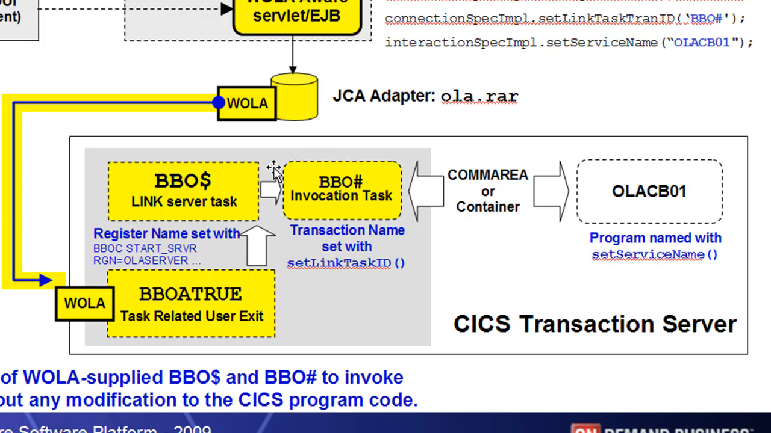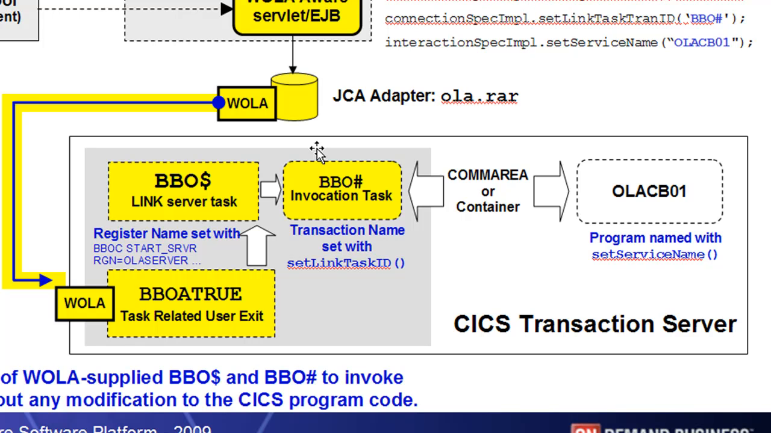And when this starts up, also passed on the BBOC parameter list is the name of the daemon group, the node, and the server name we're connecting to, as well as the name of the service we're going to act under. And we'll demonstrate this momentarily. BBO$ will then start up a BBO# task each time a request comes in based on its registration and service name. And the BBO# task is then the program that actually does an EXEC CICS LINK to the target program. Here, the name of the target program is WOLACV01.